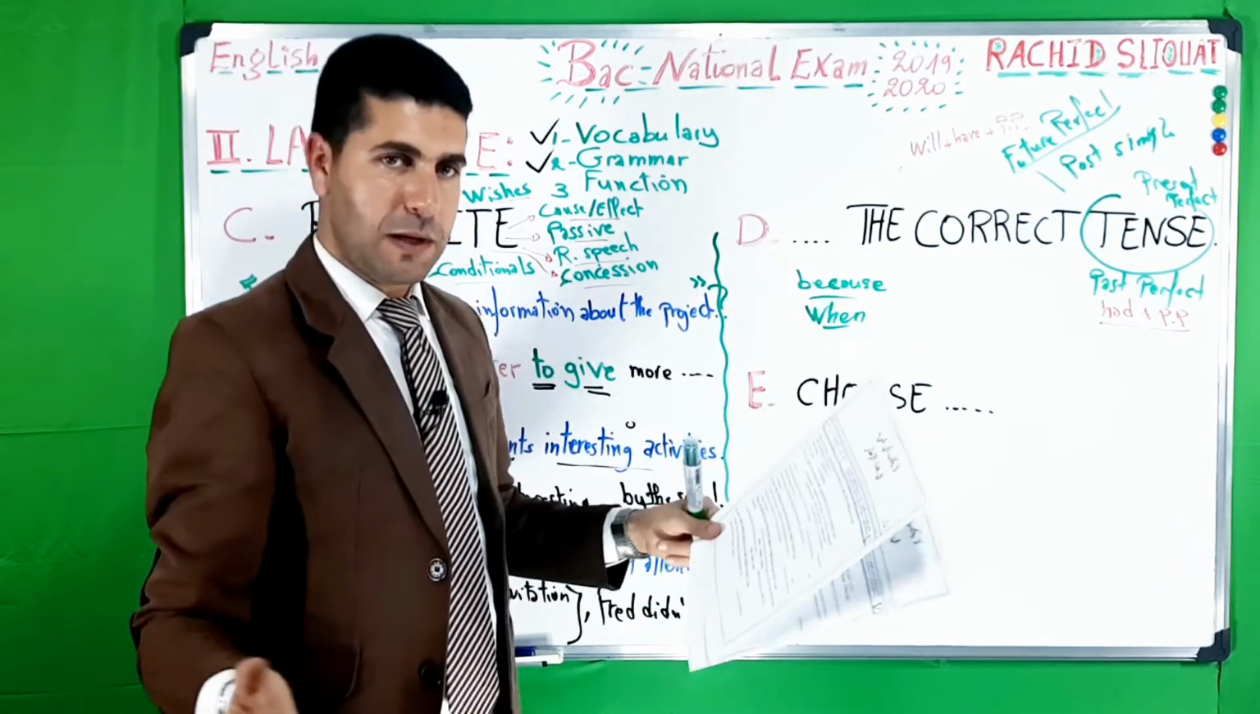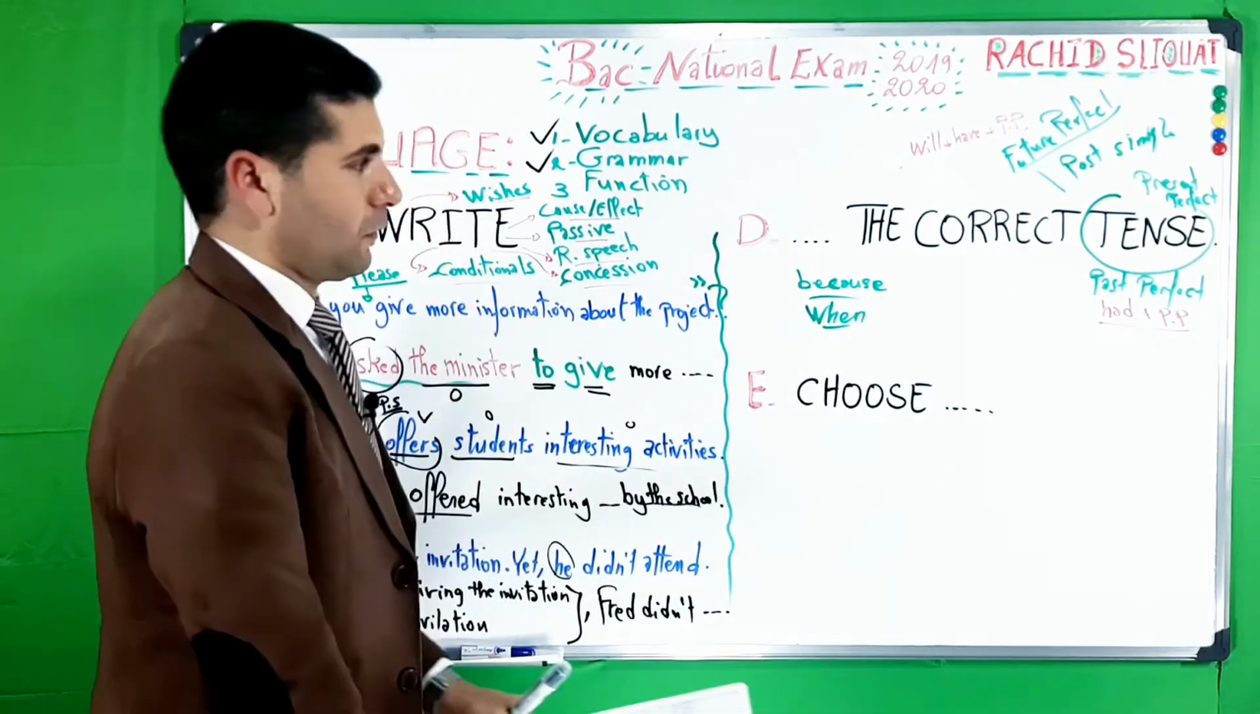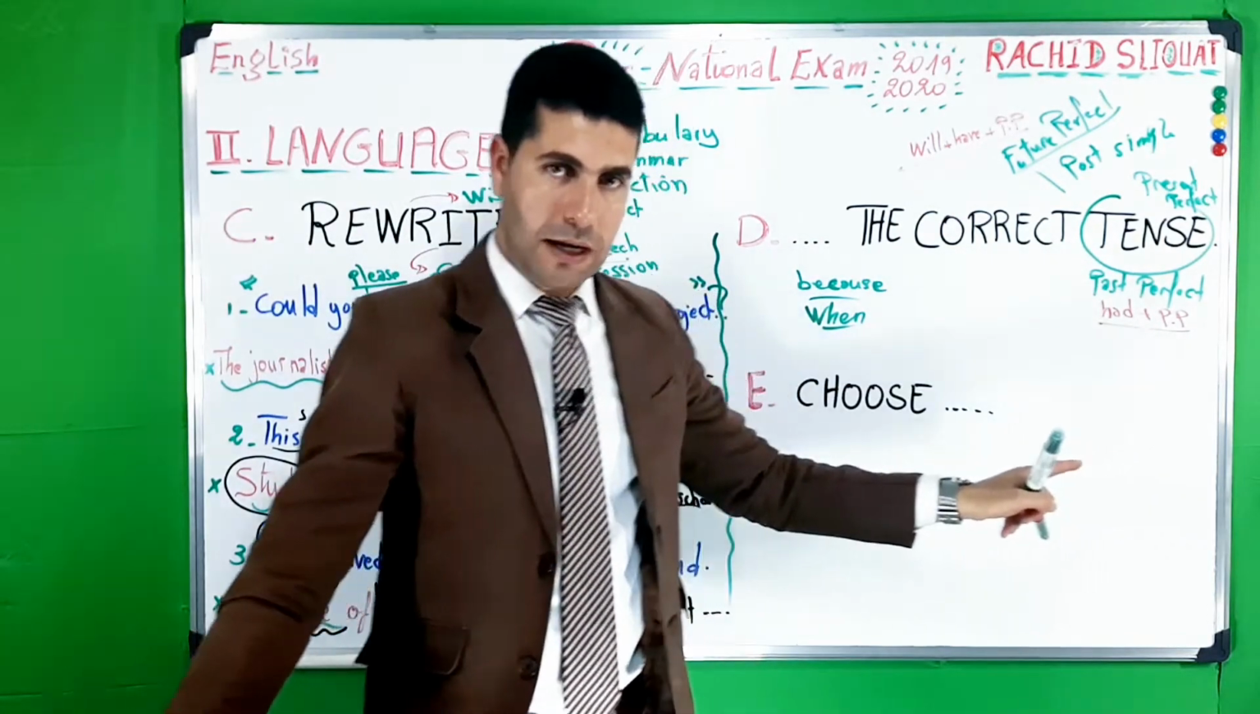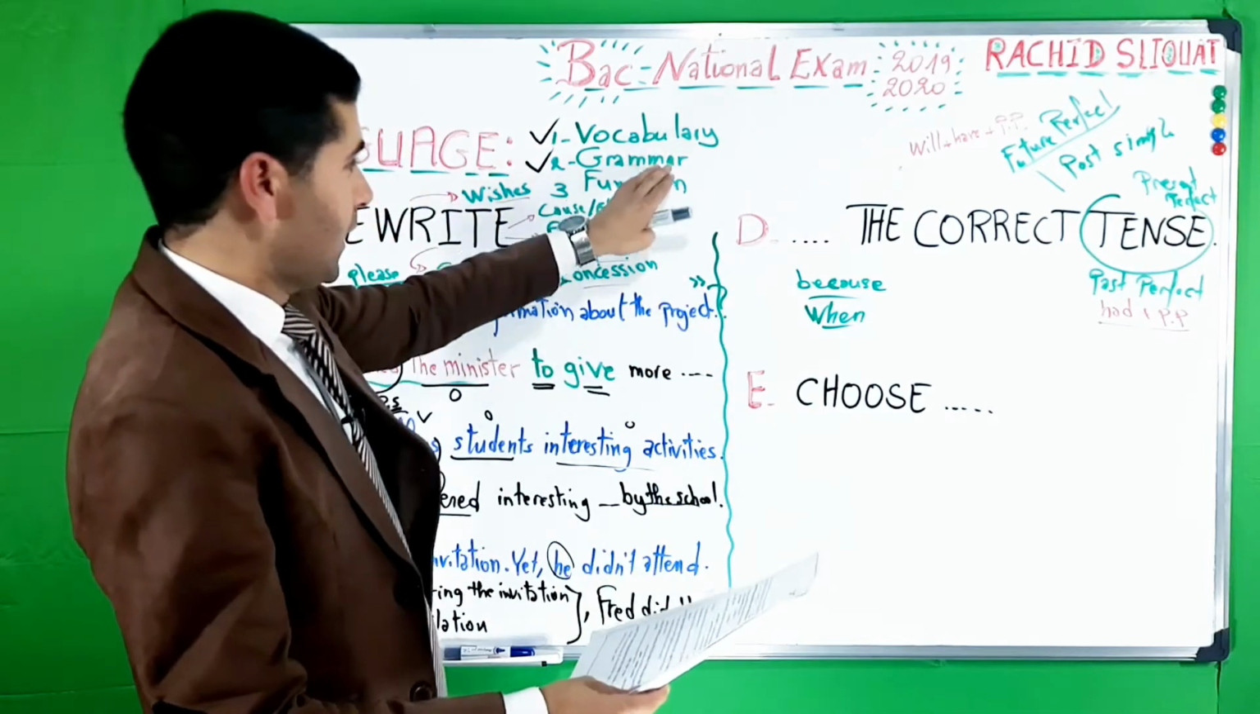Very simply, because here we have the expression "by the end of next August." So this is the exercise of the correct tense. You put the verbs in the correct tense. All right, let's go to exercise number 3 in the grammar part.